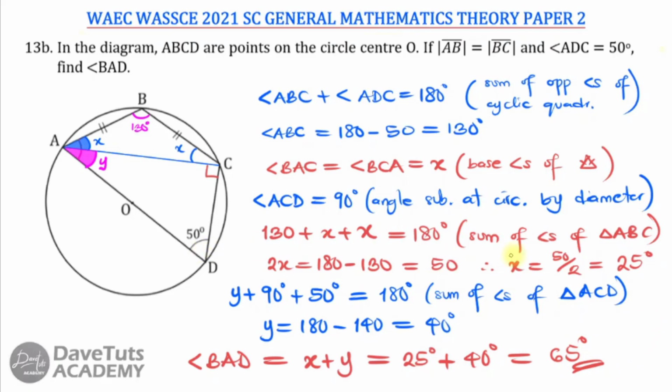And with that, we've been able to solve this question, making use of the properties of triangles and the circular quadrilateral and the angle subtended at the circumference by the diameter to get the value of angle BAD as 65 degrees.